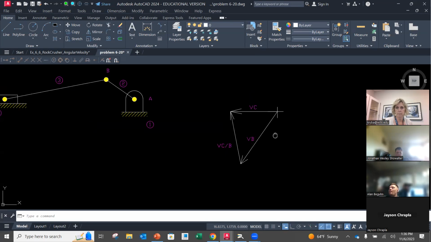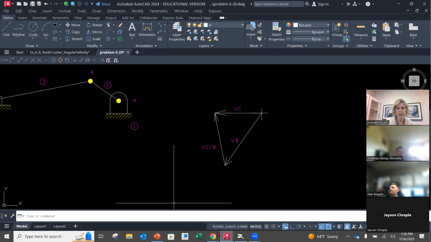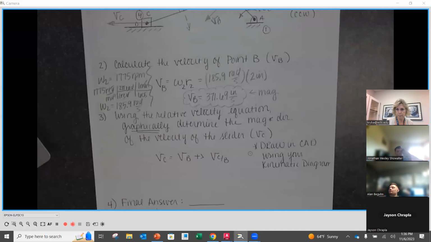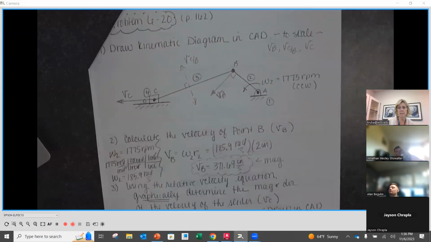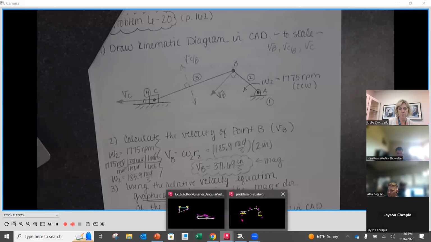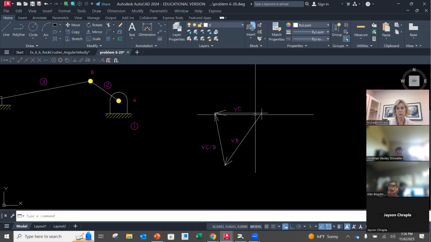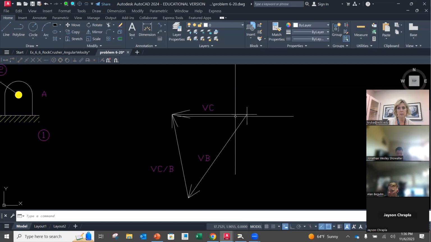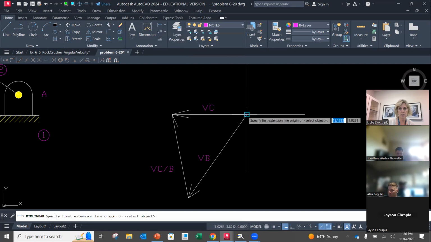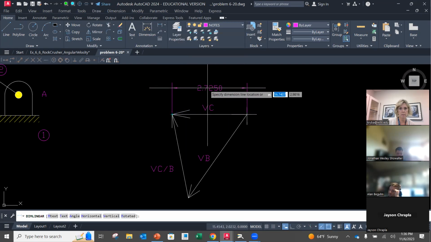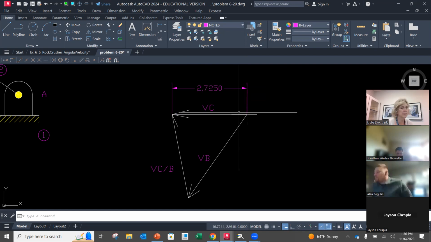Yep. Okay, so now, as we look back at our problem, it has velocity of C, and we just want to know what is its magnitude and which way it's going. We already know it's going to go to the left. So to find out its magnitude, we're going to go back here and we're simply going to dimension the length of vector C. So I'm going to go on my notes layer. I'm going to go to linear dimension here to here. And it is 2.725.